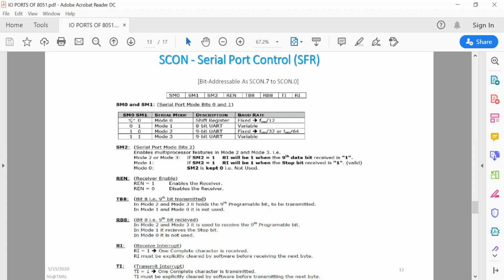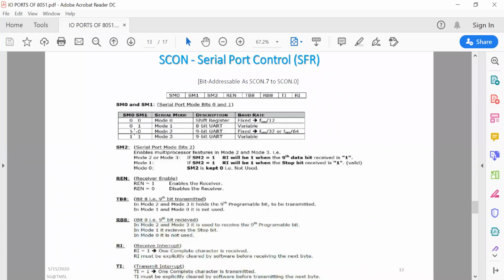If these two are 0 and 1, it is mode 1, which is used as an 8-bit UART mode, but the baud rate is variable, and that can be set by the timer clock. The TMOD and TCON registers are available with their bit formats. Here the clock signal of the timer defines what the baud rate will be. Okay, so it is related to the timer circuit, so that's why it can be variable.